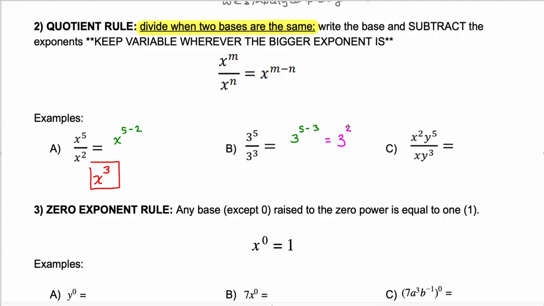These are only numbers, that means that we can do what 3 squared is. 3 squared means 3 times 3. We just write it twice. 3 times 3 is 9.